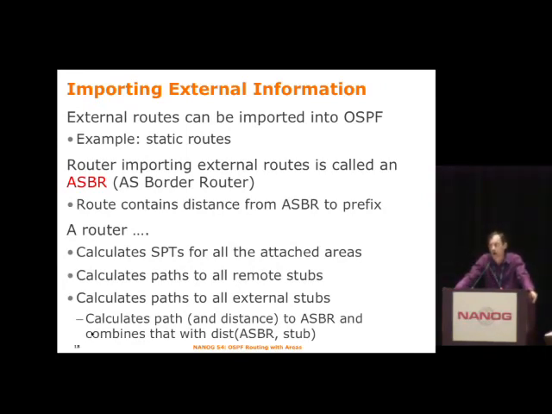And when a router is looking for paths, it first looks to see if it has an intra-area path. Then it looks for an inter-area path within the domain. And then it looks to see if it has a path to an external stub. And once again, it's looking at the distance to the ASBR plus the distance that the ASBR advertised.